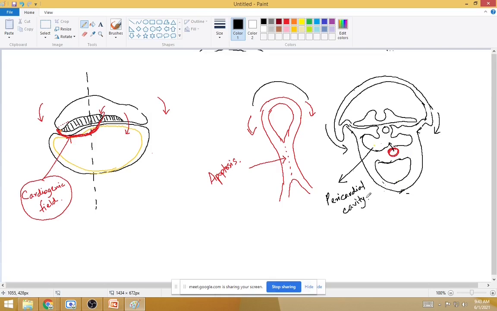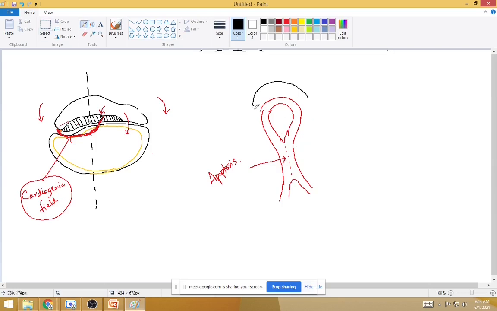Okay, so till here understood? It fuses in the middle. So somewhere in the middle it starts fusing, while the cephalic area and caudal area still have two tubes. So till now, have you understood? Yes, sir. So this is the body wall, isn't it?